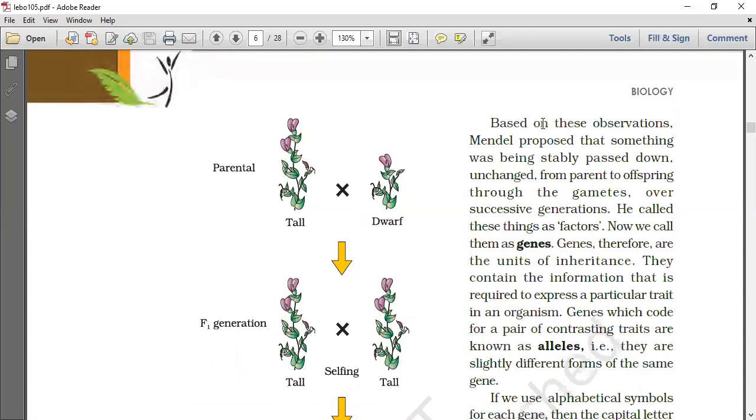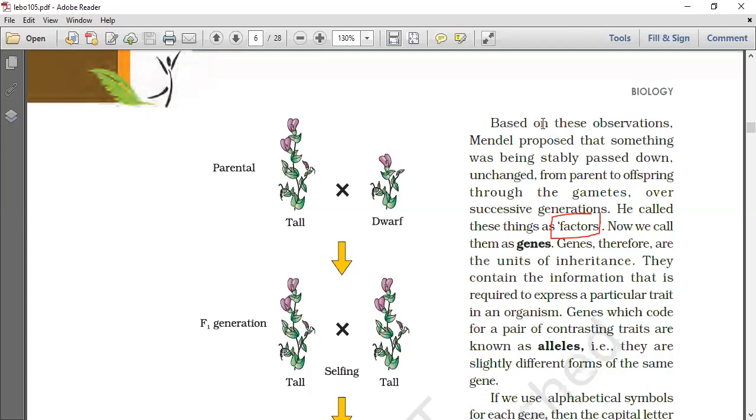Based on these observations, Mendel proposed that something was being stably passed down, unchanged, from parent to offspring through the gametes over successive generations. He called these things factors. Nowadays, what we call genes are the factors according to Mendel. Genes, therefore, are the units of inheritance.